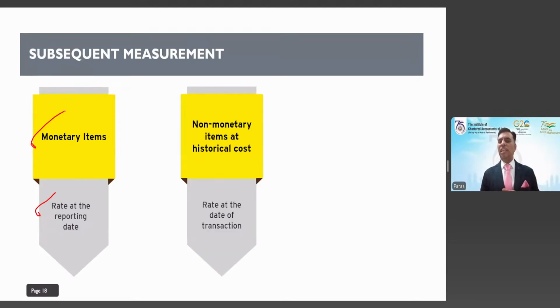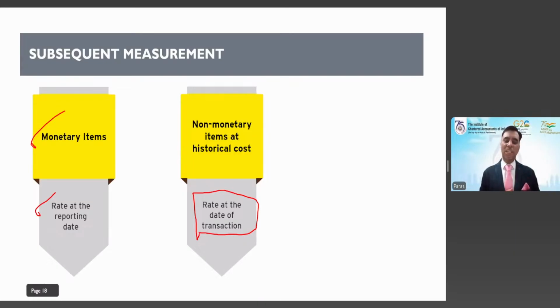If you talk about non-monetary items at historical cost, non-monetary items are not required to be remeasured. You can see here, it has been clearly mentioned that the rate at the date of transaction will be considered for the purpose of subsequent measurement. It means non-monetary items would remain at the same cost. They will be recognized only and only at historical cost, right?